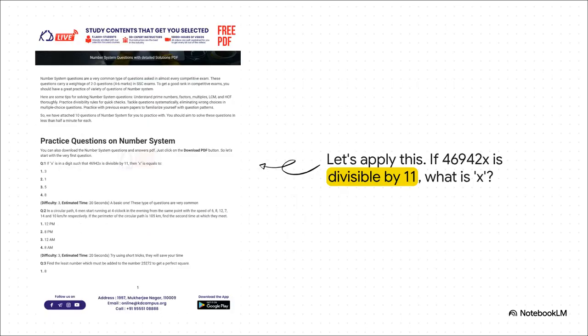Okay, let's put that rule for 11 to the test with a classic exam question. We've got a 6-digit number here, but one digit is missing. It's x. We're told the whole number is divisible by 11. So our job is to find the value of x. And no long division allowed.